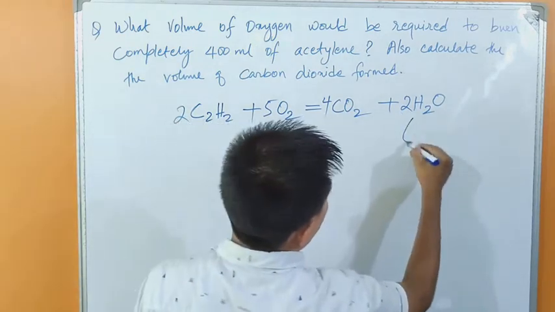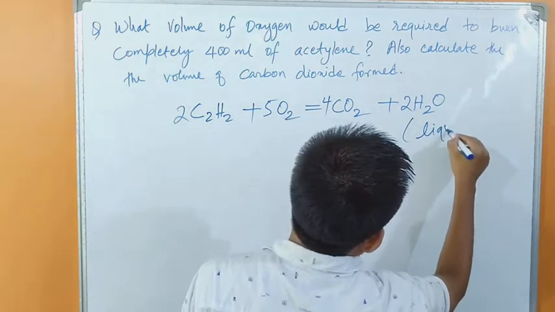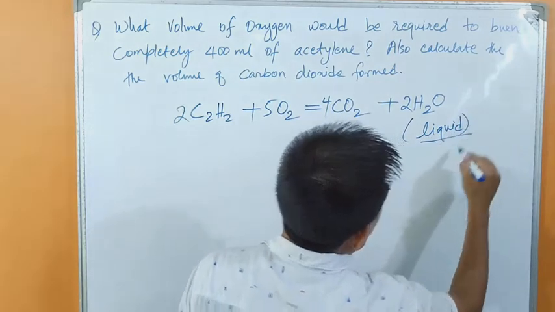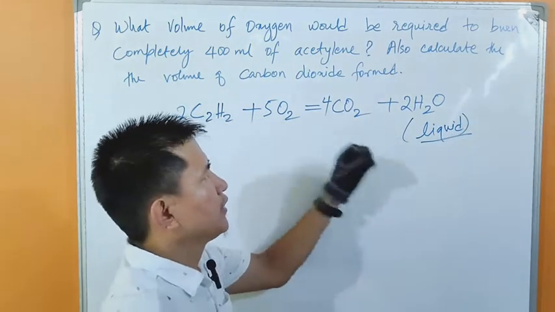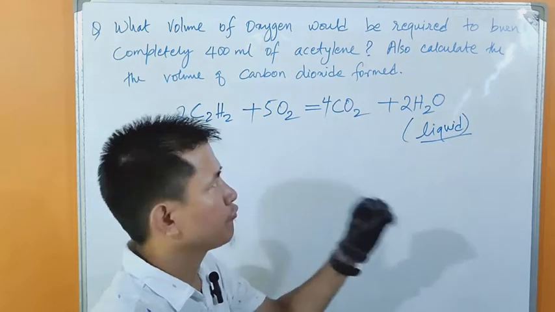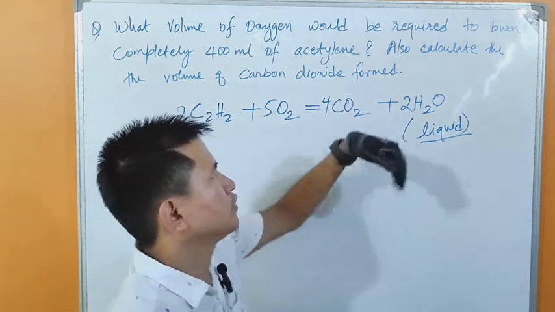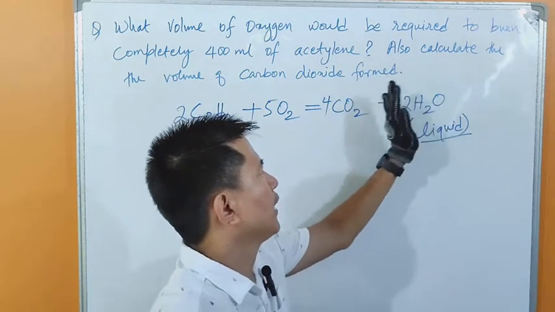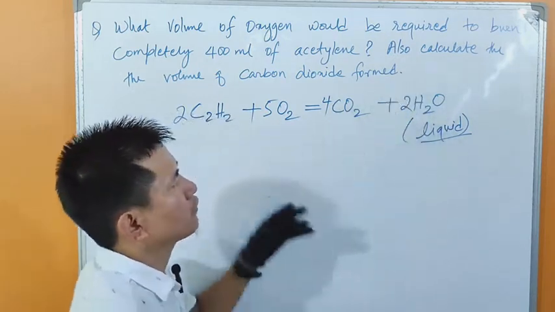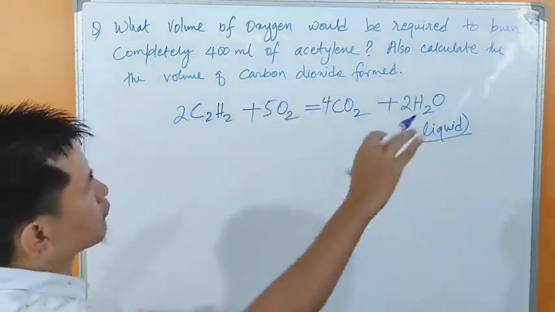and this is water. So water is liquid, isn't it? And in Gay-Lussac's law, the volume of liquid should be considered 0. So we should not apply the volume of water here. We forget water.